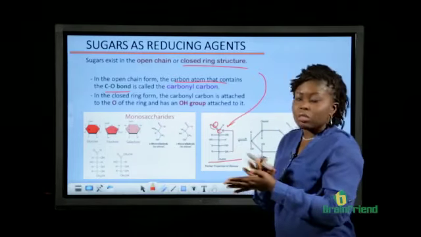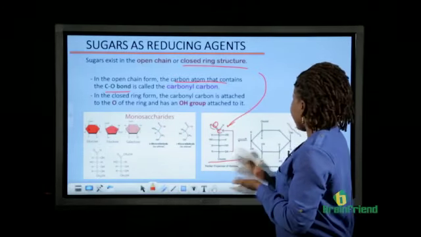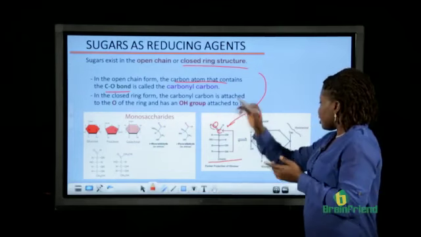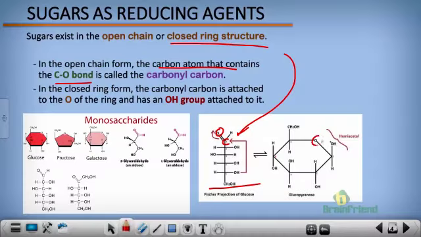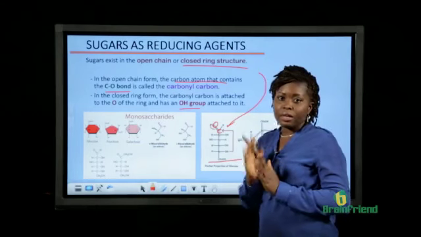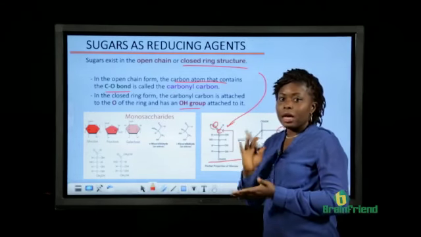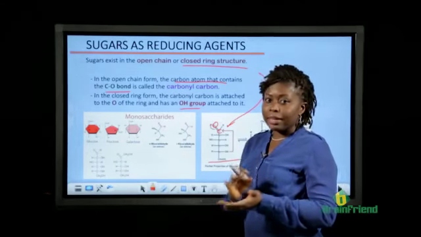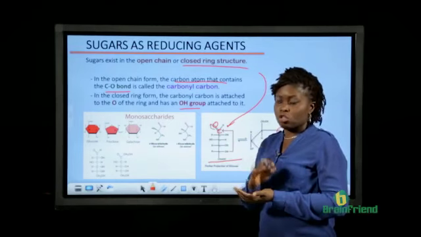Now, in the closed ring structure, the carbonyl carbon is attached to the oxygen of the ring and an OH group. Okay? So there is an oxygen on the ring and there is another OH group attached to a carbonyl carbon. So here we have our carbonyl carbon. So this is how we identify carbonyl carbons in an open chain structure and in a closed ring structure.